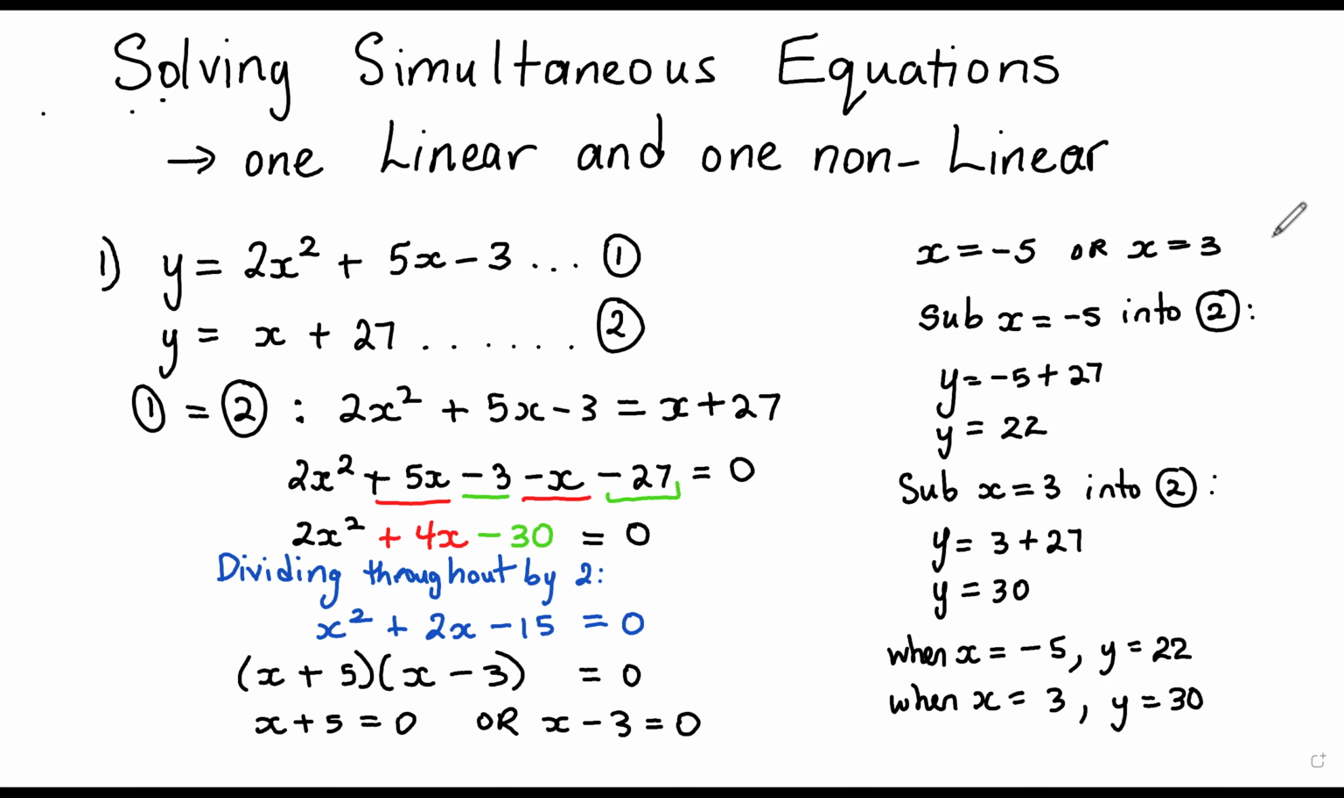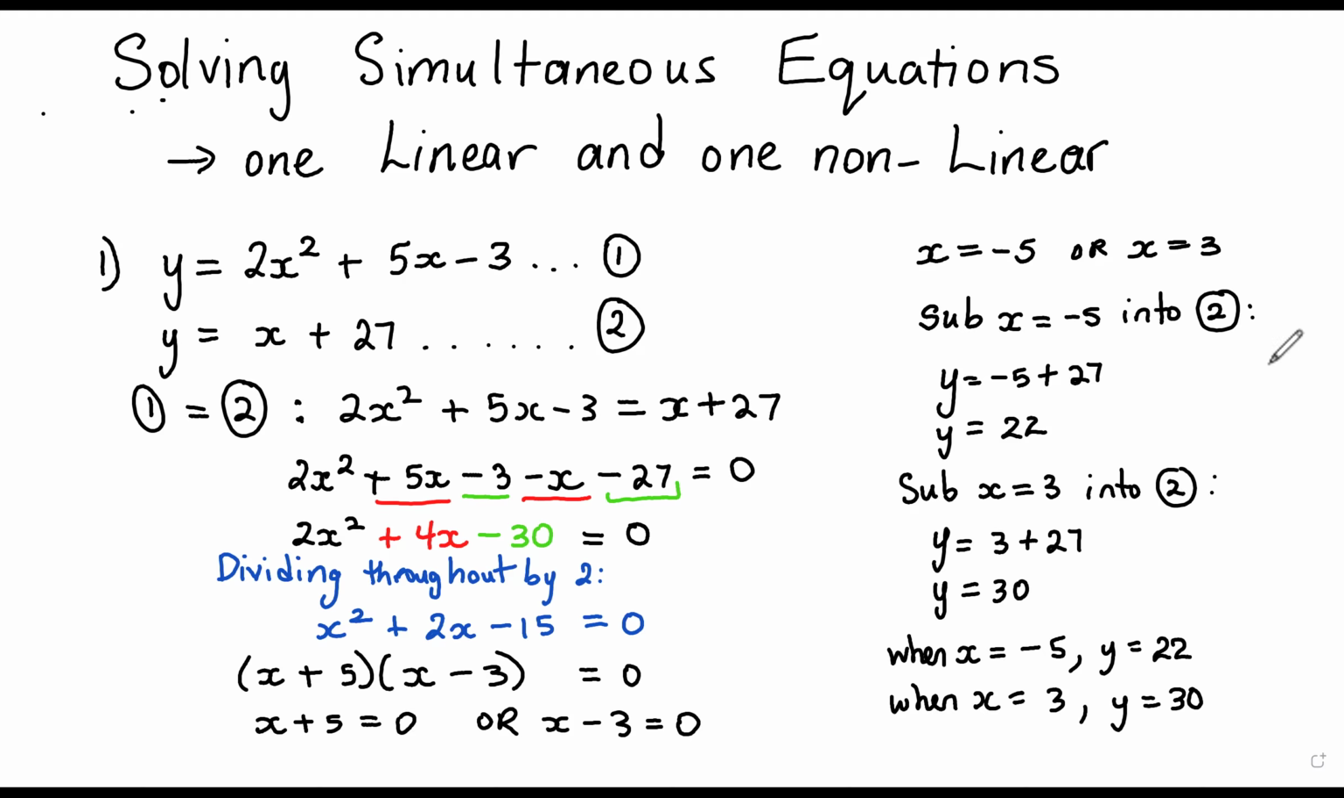And unlike solving a pair of simultaneous equations where you have two linear ones, where you're going to have one solution, one point of intersection, sometimes with a linear and a non-linear, especially a linear and a quadratic, you can end up with more than one solution. You can end up with two solutions, right? So 2 points of intersection, and the x coordinates of those points will be negative 5 and 3.